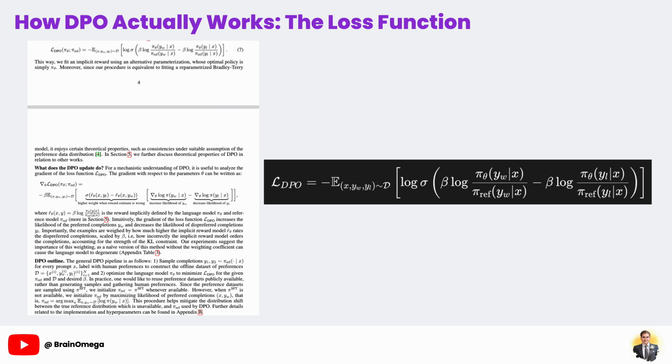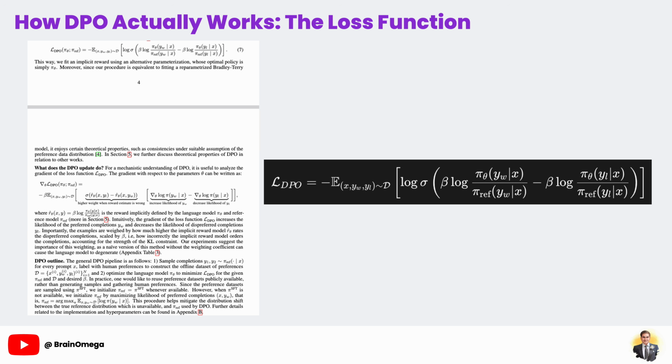Fine-tuning. Optimize your SFT model using the DPO loss function. That's it. No separate reward model, no complex RL sampling loops. The paper even provides a PyTorch implementation that's just a handful of lines long. And if you don't have an SFT model to start with, the paper suggests a simple hack. Just fine-tune a base model on only the winning responses from your preference dataset to create a proxy SFT model before you begin DPO.